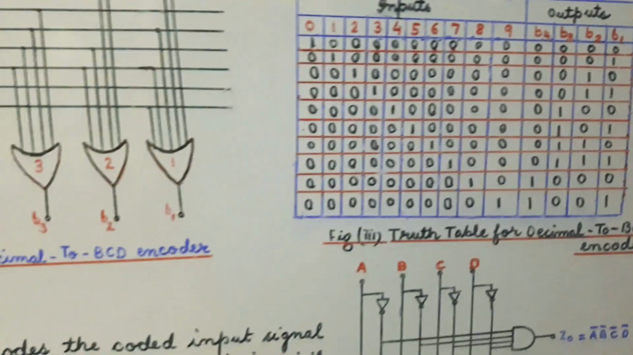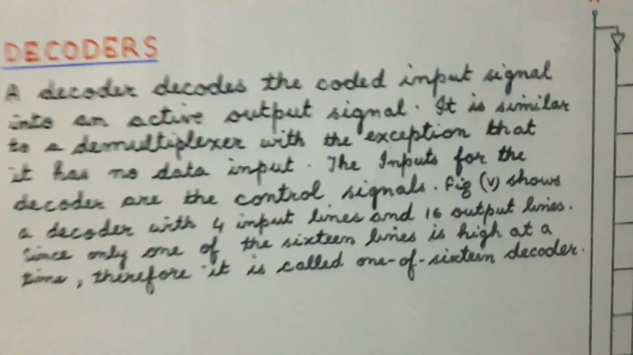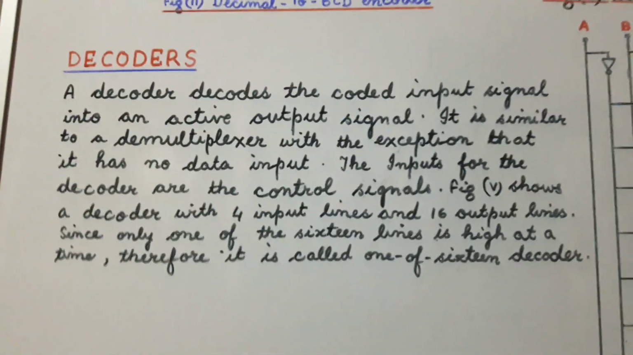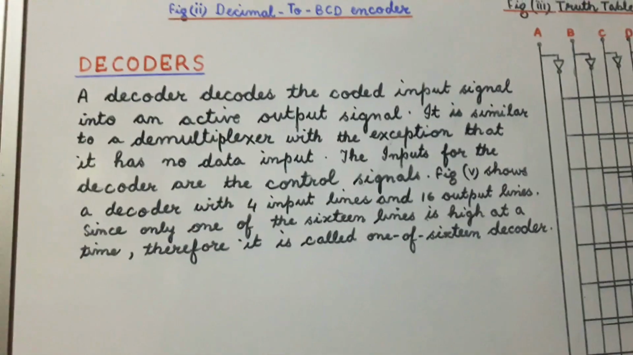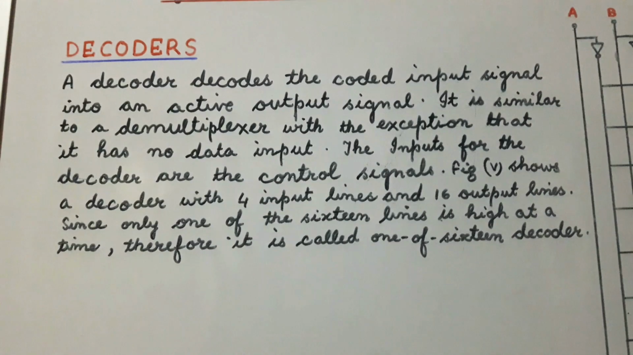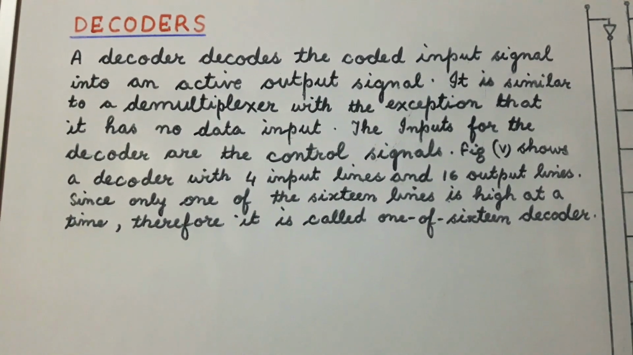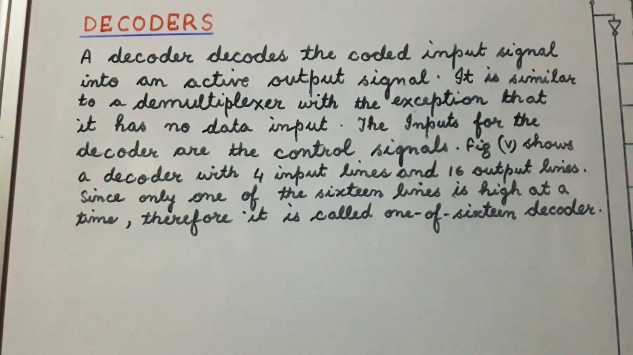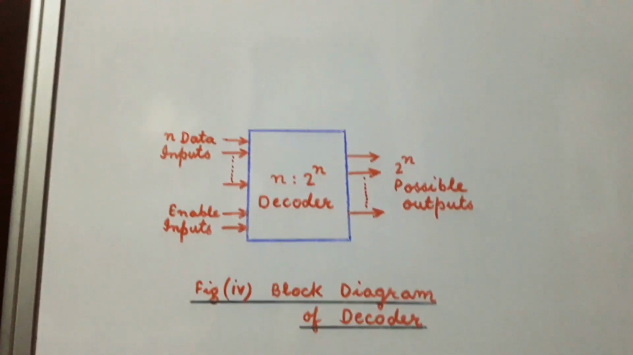Now let us see what a decoder is. A decoder is also a combinational circuit. A decoder decodes the coded input signal into an active output signal. A decoder is similar to a demultiplexer with the only exception that it has no data inputs. The inputs for a decoder are the control signals. The block diagram of a decoder is shown in figure 4.